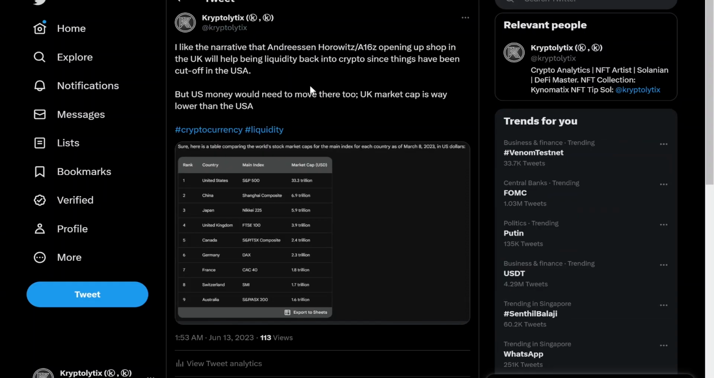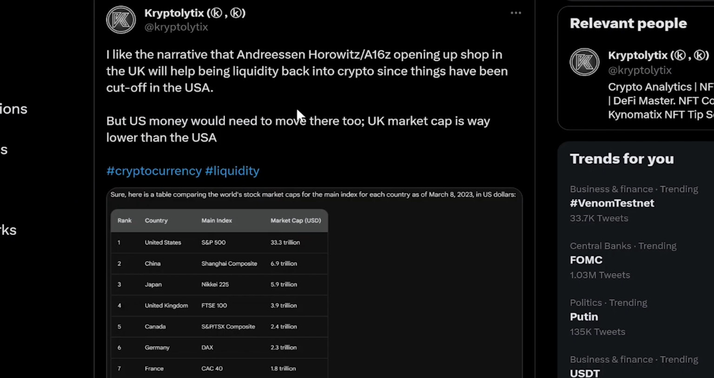Another narrative that I would like to address is with regards to the UK being the saving grace for the crypto market, because Rishi Sunak, the Prime Minister, is quite bullish on crypto.